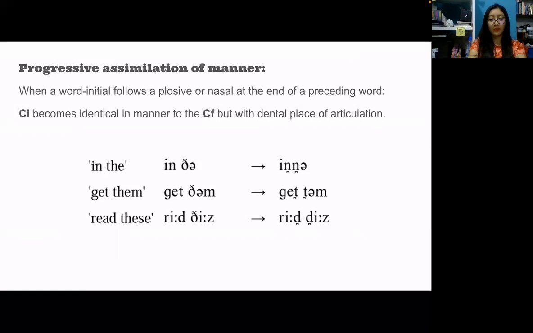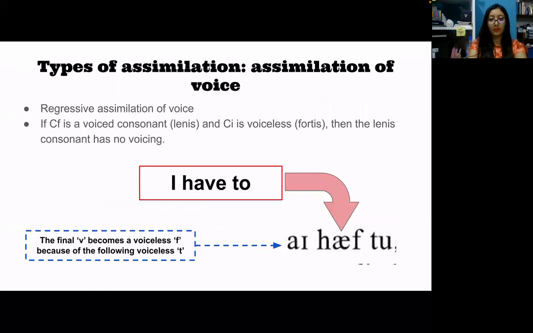"in the trees." "Get them." Here also the TH sound will become like a T with a dental place. Like, "Oh no, there's the robbers, go get them." And "read these." The TH will become more like a D sound. "Read this."